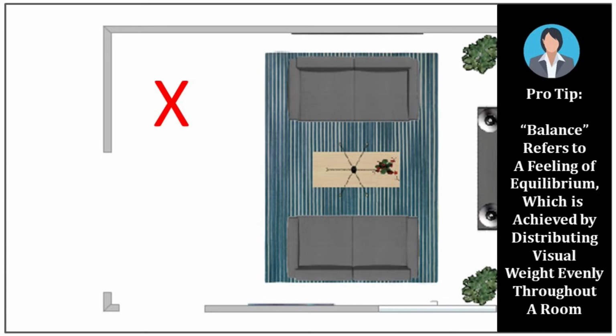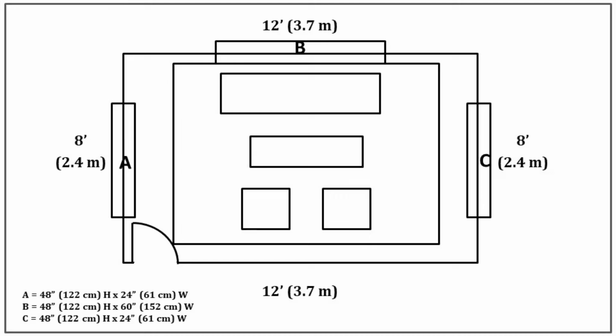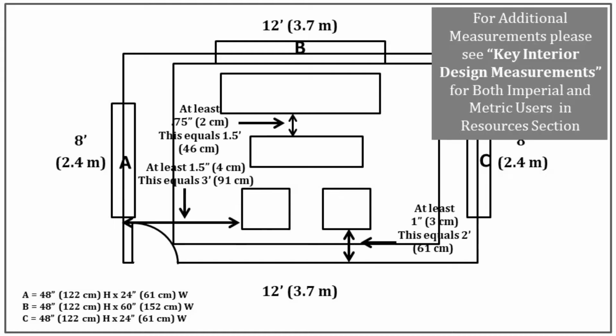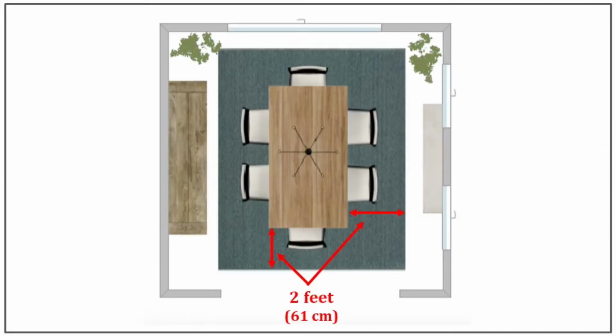Finally, be sure to draw in the rug that you plan on buying onto your floor plan like this. For a review of these measurements and other key measurements, check out the measurement guide in the resources section of this training lecture. As a reminder, for dining rooms, if you're going to place a rug under your table, then be sure the rug extends at least 2 feet around all edges of the dining table so that your chairs fit comfortably on the rug at all times.